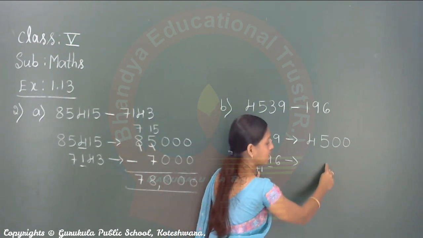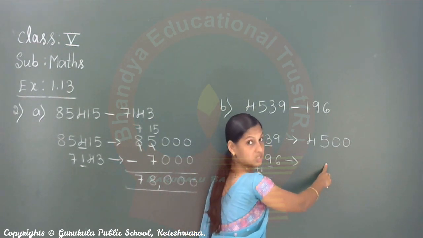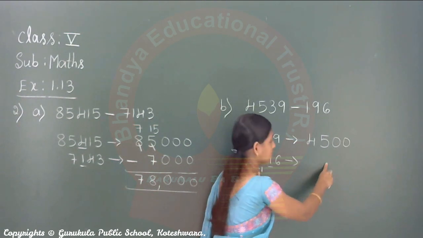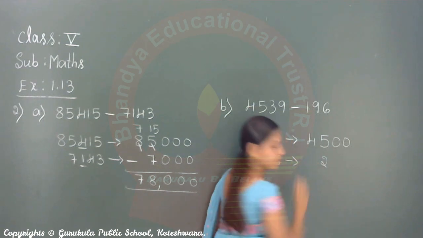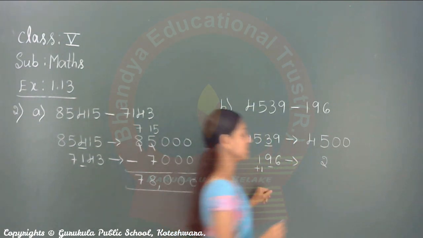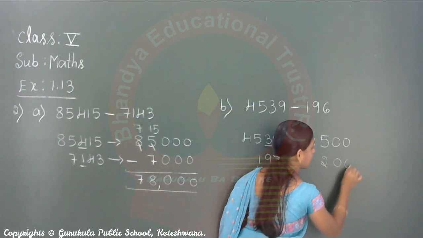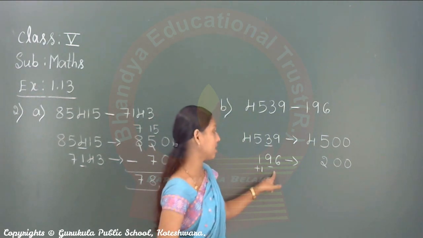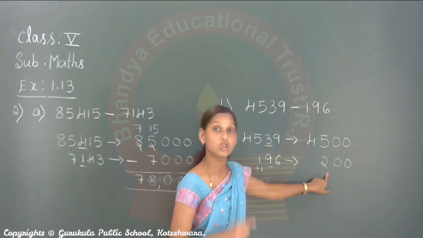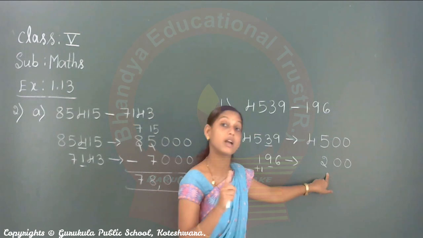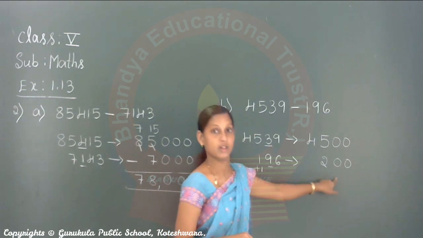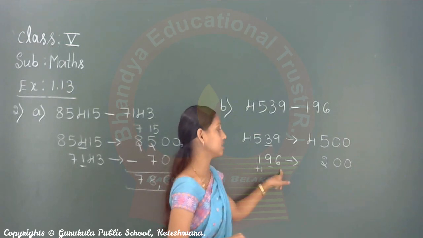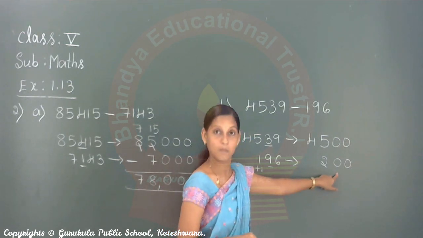So here also write exactly below the hundreds place. Ones, tens, hundreds. 1 plus 1 is 2, and make the other two digits 0. So 196 is rounded up to 200. It has become more when you estimate 196.